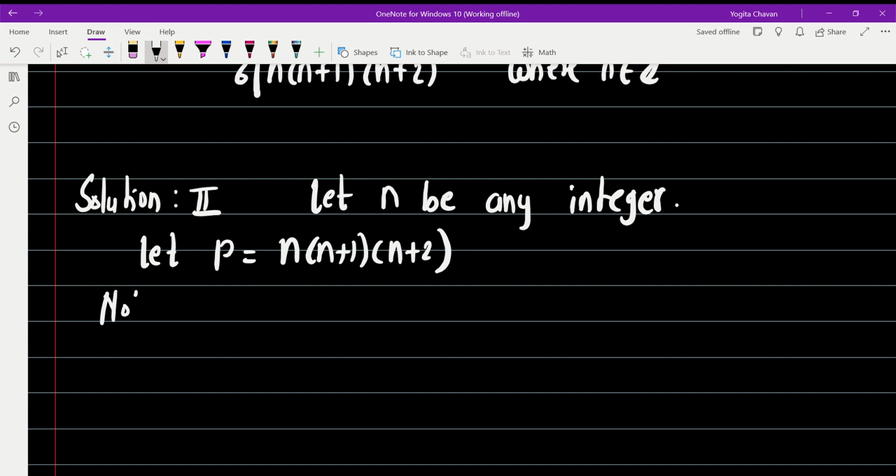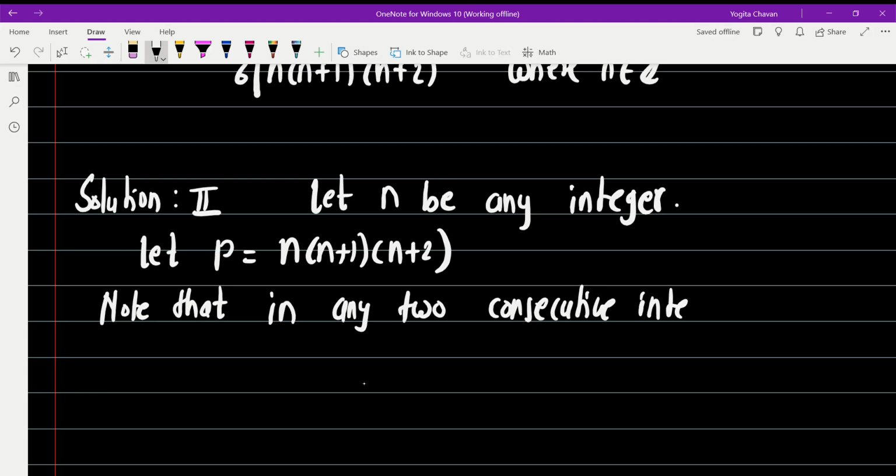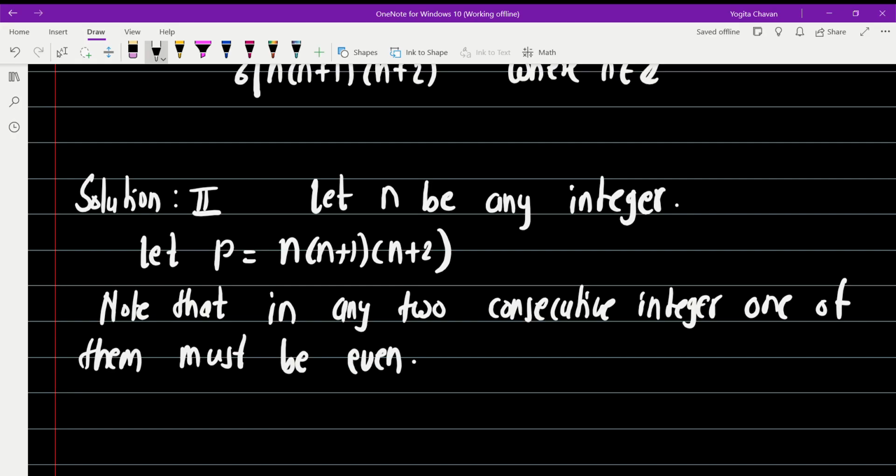Now note that in any two consecutive integers, one of them must be even. आप कोई भी दो consecutive integer ले लो, उसमें से एक even होने वाला है. फॉर एग्जाम्पल 50, 51 तो 50 इवन है, 63 लिया तो 63 के बाद 64 आता है, 64 इज इवन. सो ये जो p है, p में n इंटू n प्लस 1 इंटू n प्लस 2 है, तो ये तीनों में से एक नंबर गारंटीड इवन रहेगा. क्योंकि दो ही कॉन्जिक्यूटिव इंटीजर में एक ही वन नंबर आता है. So in this product, one number is guaranteed even.